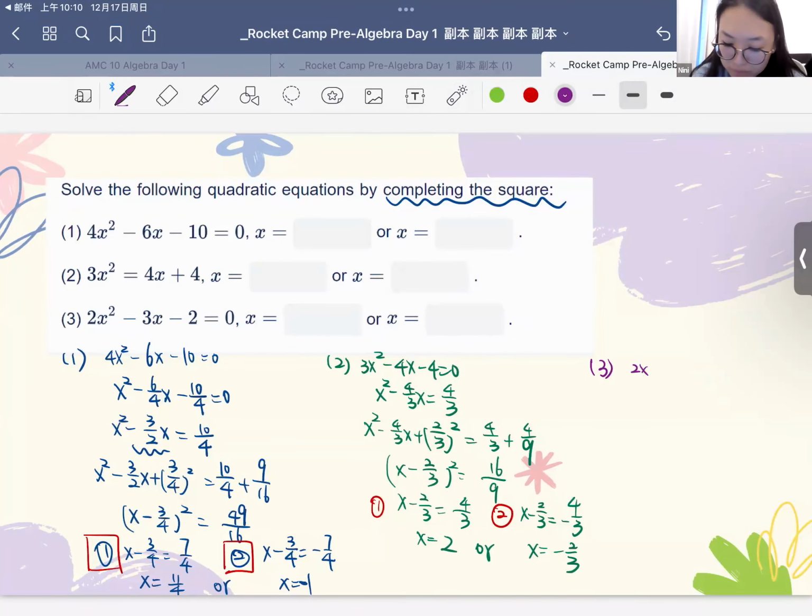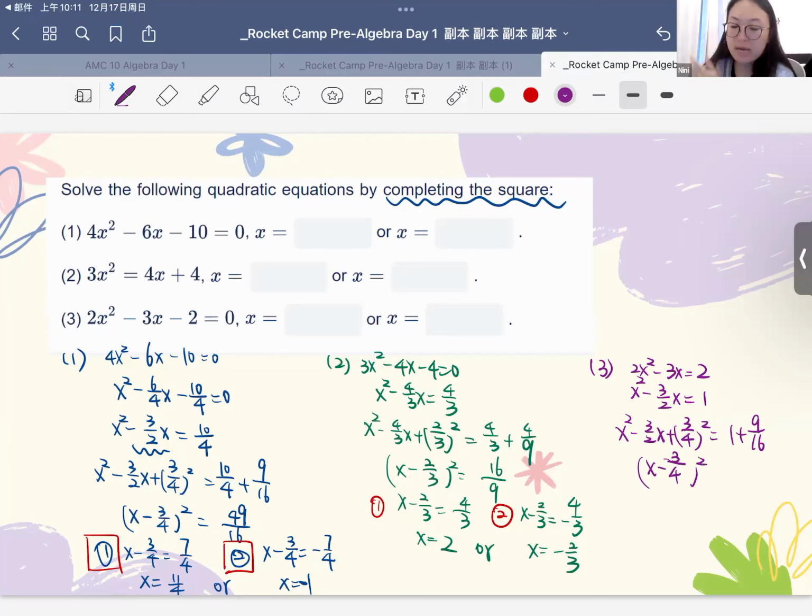So first of all, let's do the calculation and convert the coefficient for x squared to be 1. And what do we get? x squared minus 3 over 2x plus 3 over 4 squared equals 1 plus 9 over 16, okay? So on the left side is x minus 3 over 4 squared. And on the right side, what is the value? It's 25 over 16, okay?